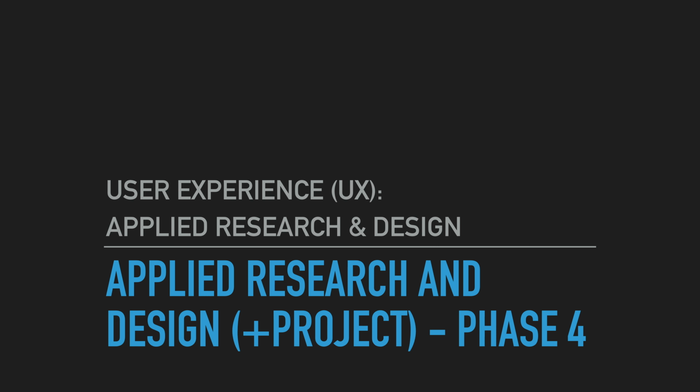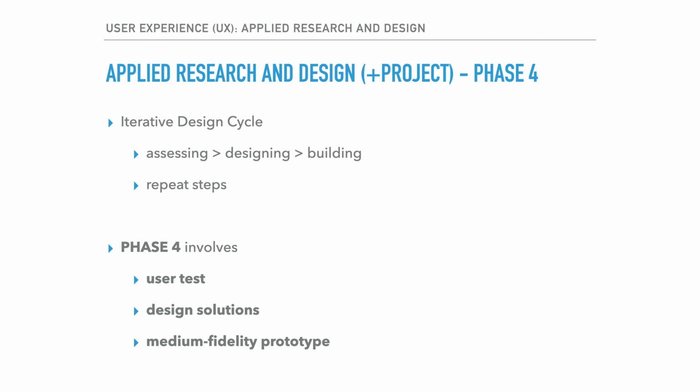And now we have arrived at phase 4 of the User Experience, Applied Research and Design project. Phase 4 continues the iterative design cycle. The iterative design cycle involves assessing, designing, and building, and then cycling through to do the steps again and again. This spiral process is evident in the steps that have been accomplished so far.